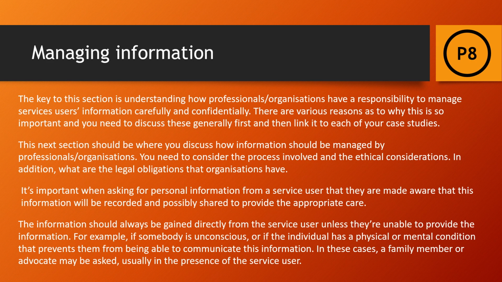And it talks here about how information should always be gained directly from the service user unless they are unable to provide it. So if someone says, I saw Alice drinking in the toilets and then get in a car and drive, that's from someone else's point of view, and you might have to breach confidentiality, particularly if someone's been drinking and driving. That's a risk to others and themselves. But in most cases, you need to try and get information from the person. For example, if someone's unconscious, or if the individual has a physical or mental condition that prevents them communicating, you might have to rely on other people, but generally you should try and get that information from a family member, an advocate, someone who knows the person well.